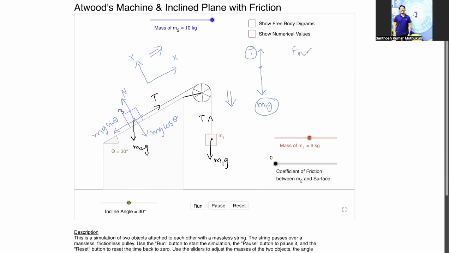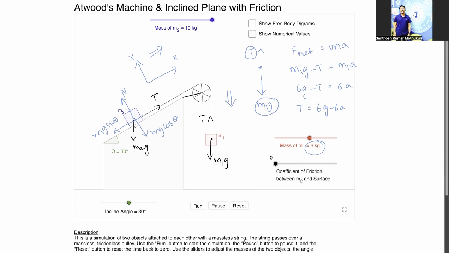So we know the net force is equal to MA. So this is going to be M1G minus tension is equal to M1A. I am substituting M1 as 6 kg here itself. 6G minus T is equal to 6A. Now I am writing T as the subject: 6G minus 6A. So tension is equal to 6G minus 6A.